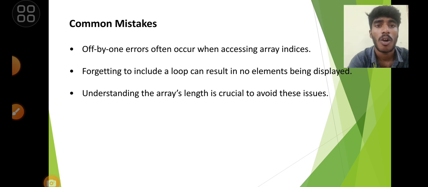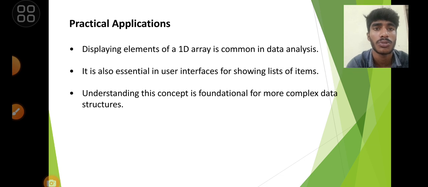Common mistakes: off-by-one errors when accessing array indices, and forgetting to include an element in a loop, can result in some elements not being displayed. Understanding the array length is crucial to avoid these issues.